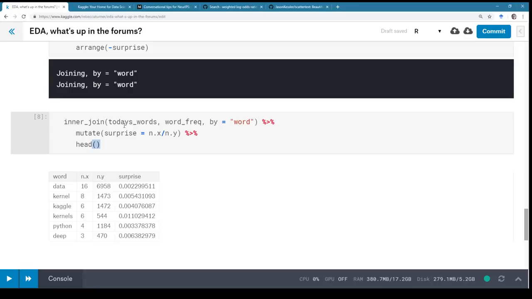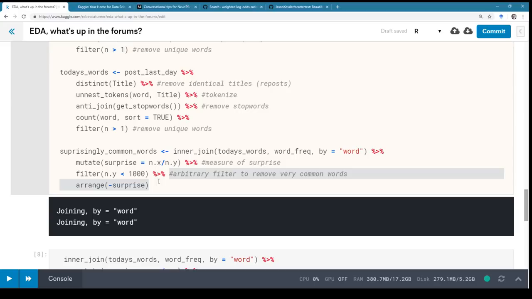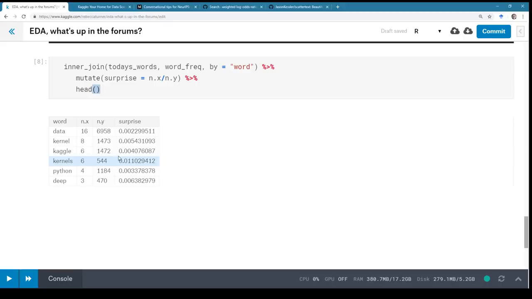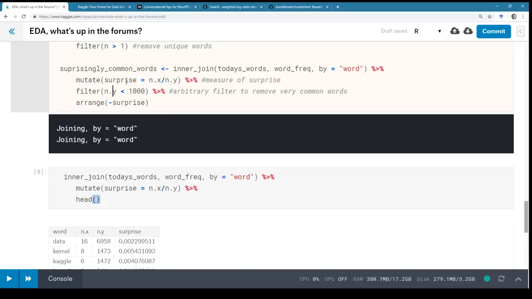So our surprisal measure is basically a function of how often we see the word today and how often we see the word ever. And then I just pick an arbitrary number to remove really common words. So data, kernel, Kaggle, Python, things that people talk about a lot. I just picked a threshold to get rid of them. So we're only looking at things that happen more than 1,000 times in the total corpus. And then we've arranged them by surprise descending, so the most surprising words are first.